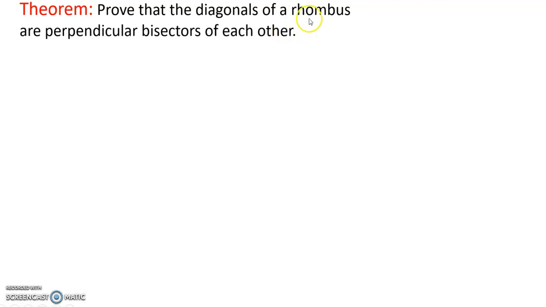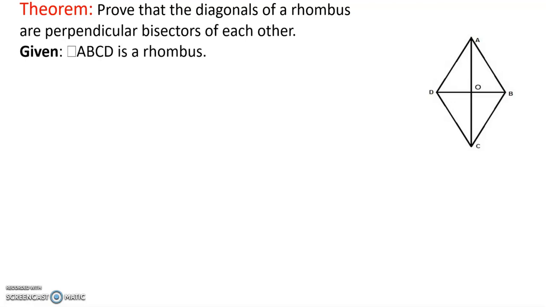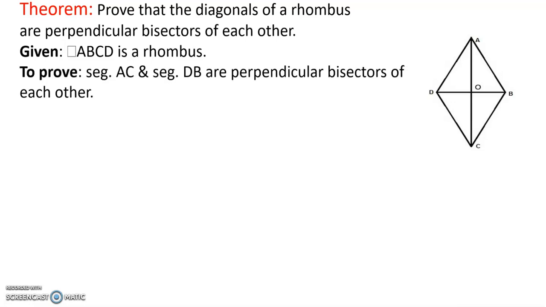For that, we will draw a rhombus and its diagonals. Here the quadrilateral ABCD is a rhombus and the diagonals AC and DB intersect each other at point O, and we have to show that the diagonals AC and DB are perpendicular bisectors of each other. So let us write down the given and to prove. Given that the quadrilateral ABCD is a rhombus and we have to prove that its diagonals AC and DB are perpendicular bisectors of each other.